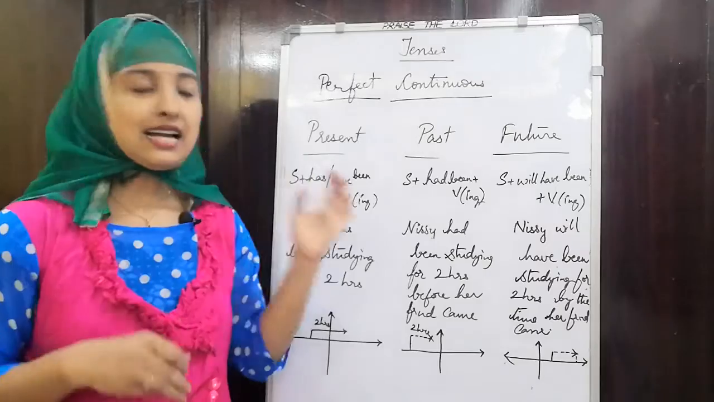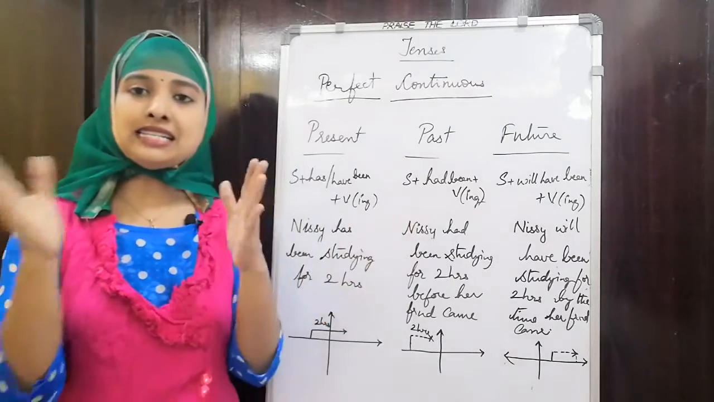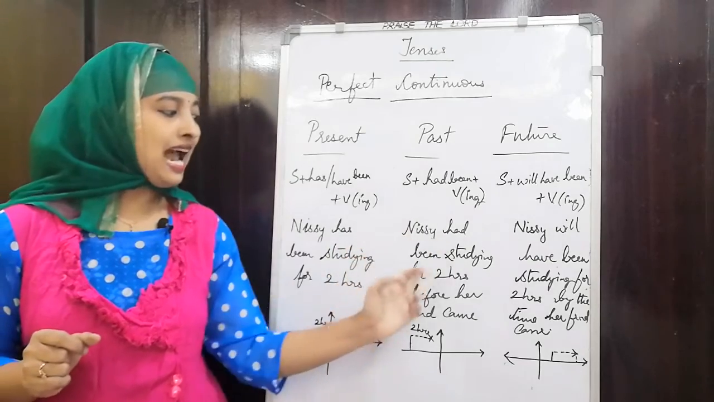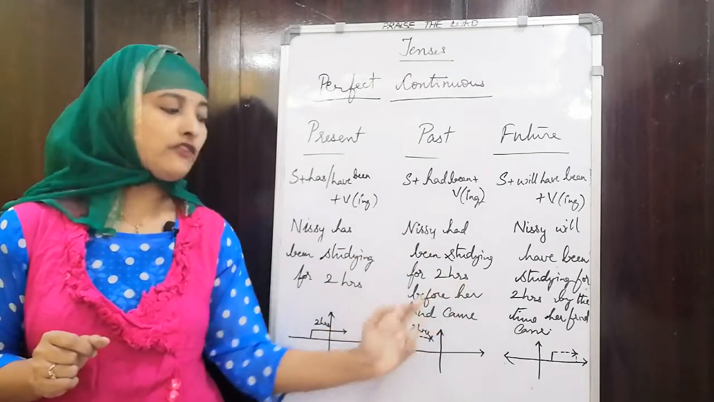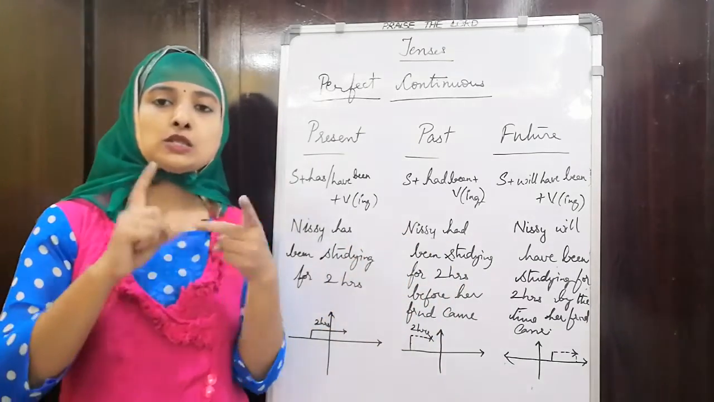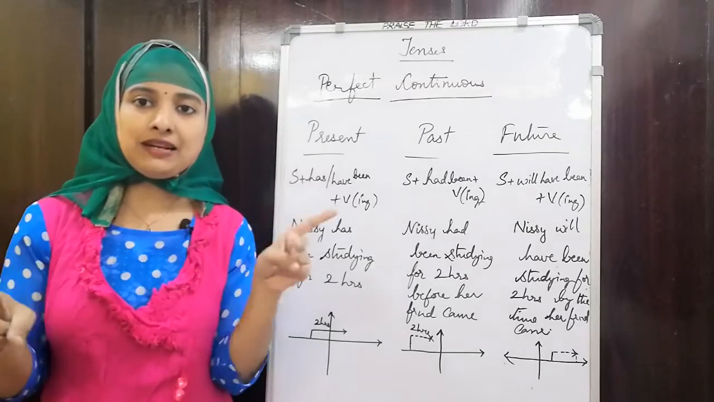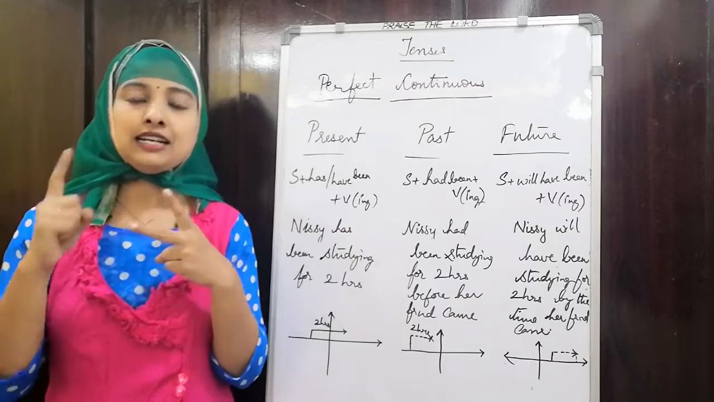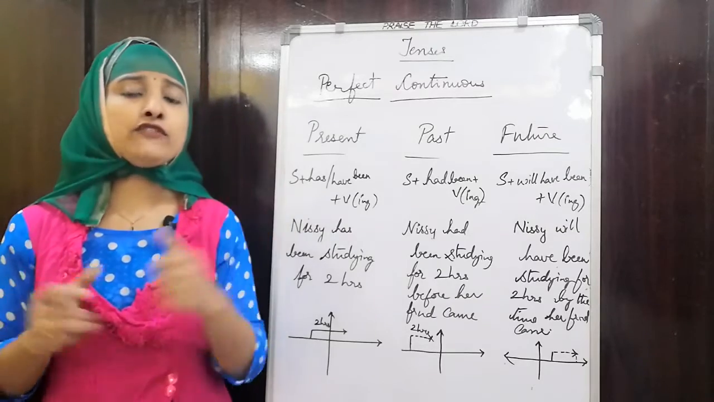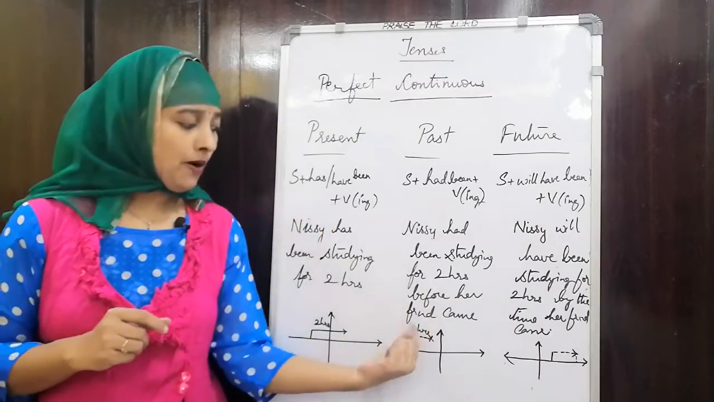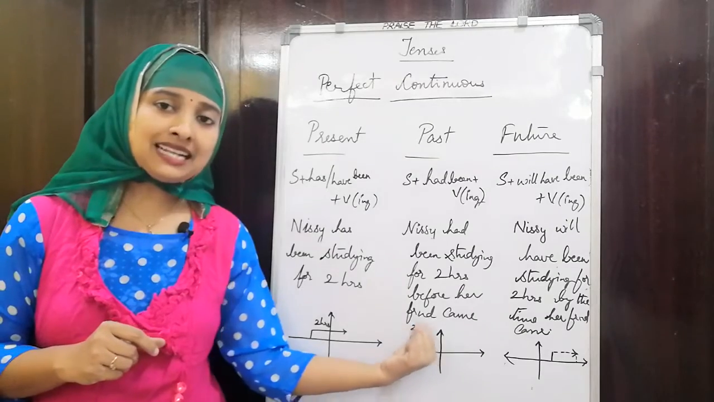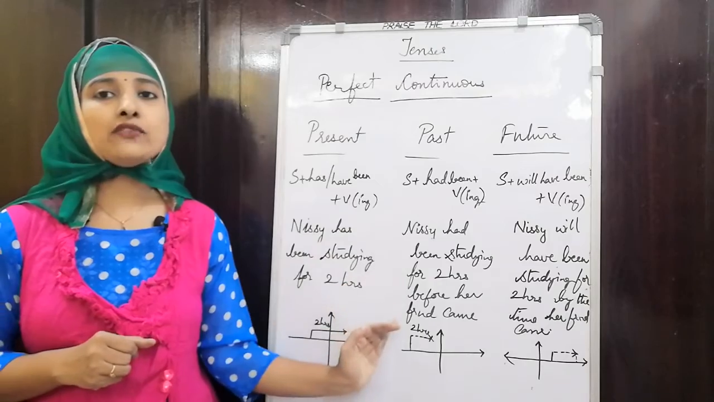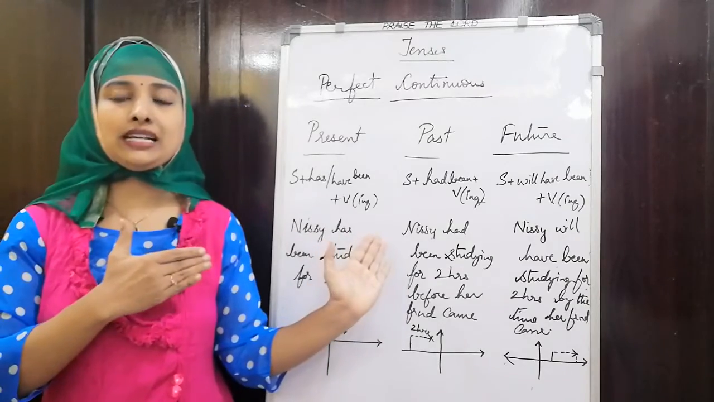Here two events will take place in comparison. So Nissi had been studying for 2 hours before her friend came. So there are two events. One is her friend came, that is a completed action, and she had been studying, that is the past perfect continuous. She had been studying for 2 hours. So when her friend came, by that time she had been studying for 2 hours already. In the past it took place.